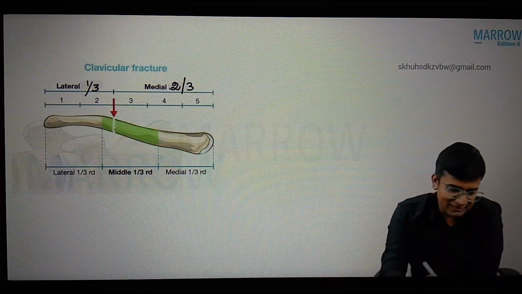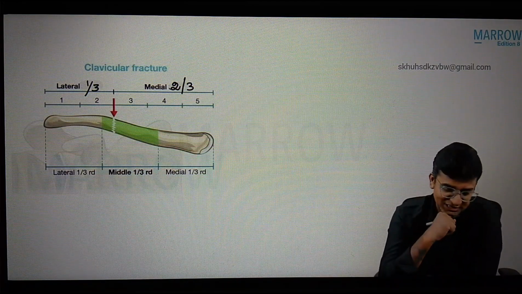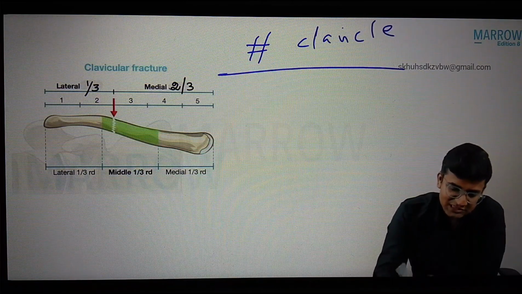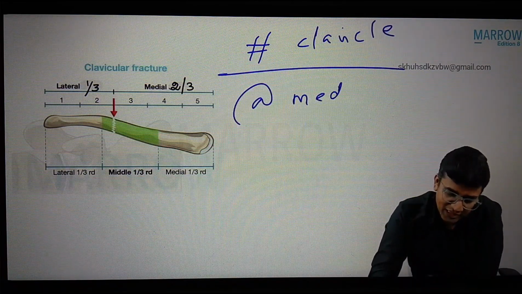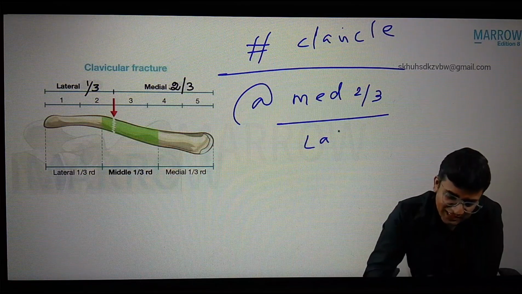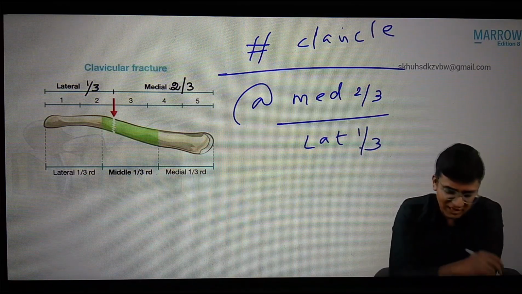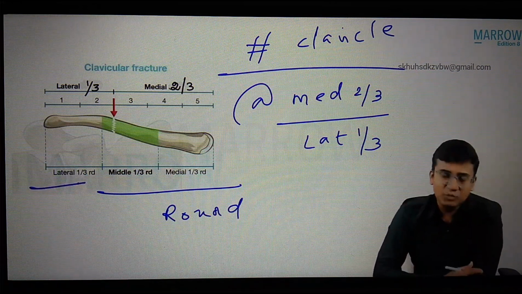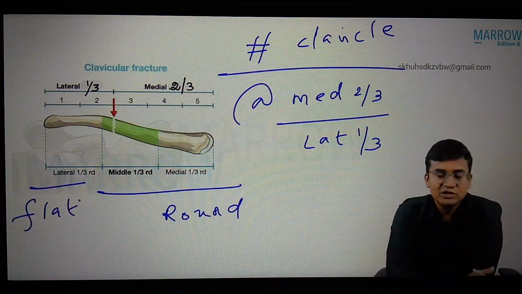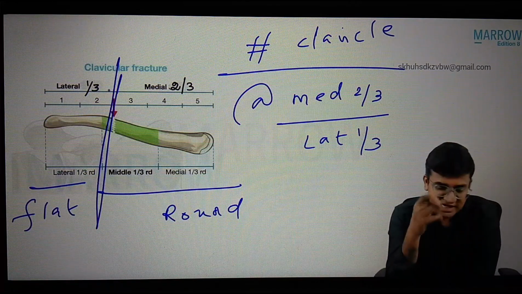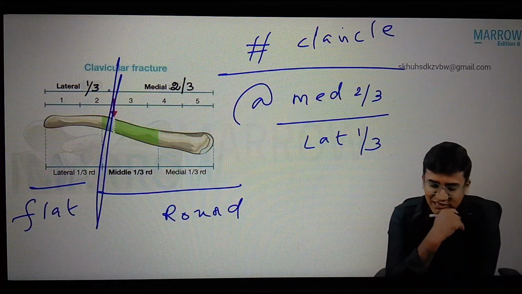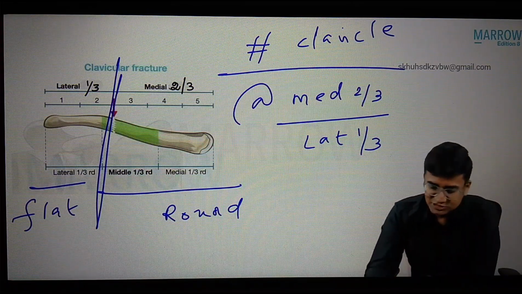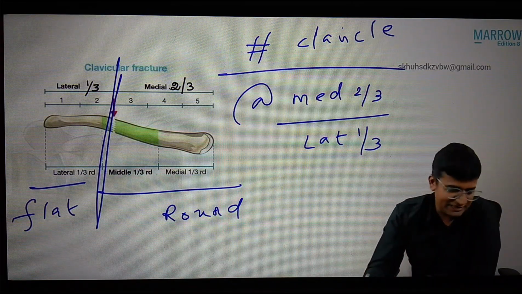One last point, and then we can start discussion about the pectoral region. Now, fracture of the clavicle is seen at the junction between the medial 2/3 and the lateral 1/3. Why, sir? See, the medial 2/3 of the clavicle is round in shape. Lateral 1/3 is flat. So fracture is most commonly seen at this junction only. Okay. So these are some basic points you have to know in the introduction topic.